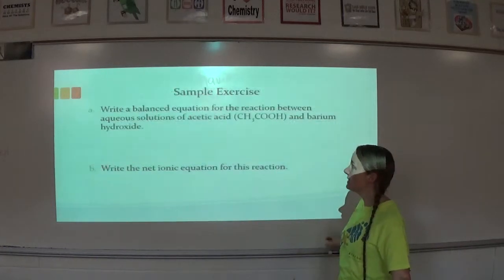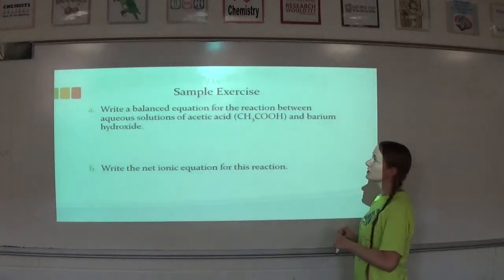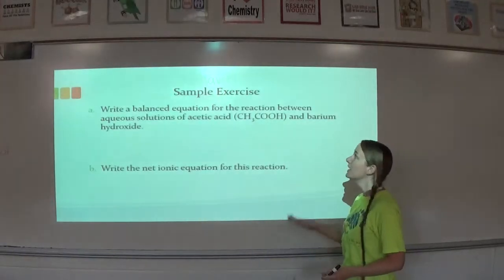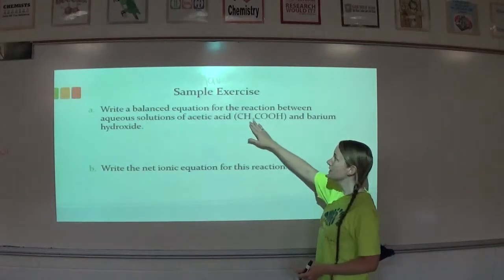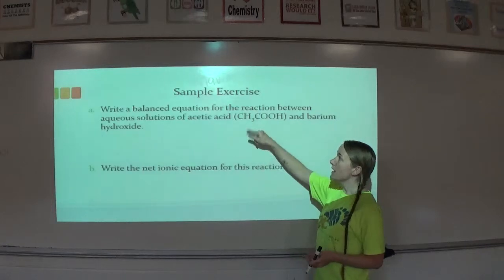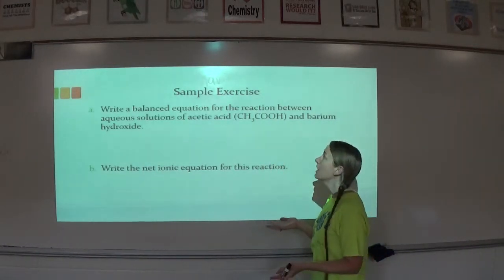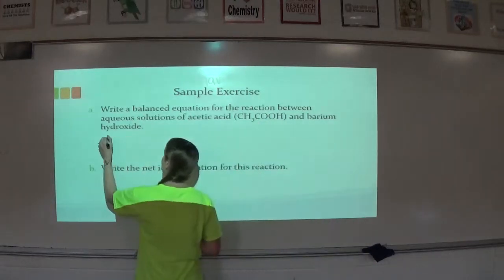So let's look at a couple of these. It says, write the balanced equation for the reaction between aqueous solutions of acetic acid and barium hydroxide. Now here they've given me this formula for acetic acid, which is more of the organic look. You can also use HC2H3O2 as your formula. That's fine, it doesn't matter. I'll use this one though because that's the one they give us in the problem.